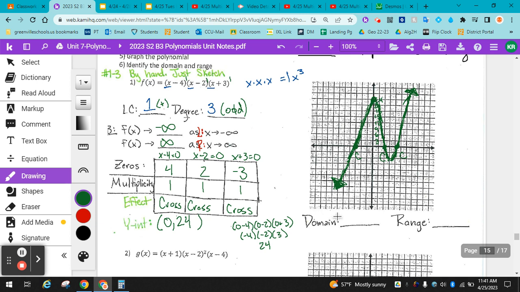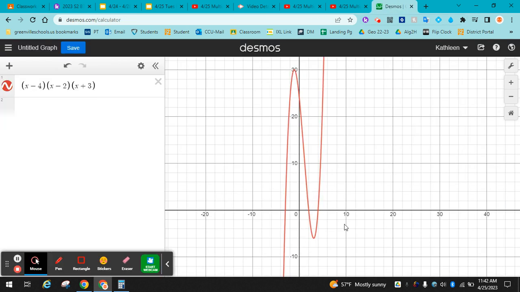Okay? Domain and range, since this one's going left forever, negative infinity. This one's going right forever, positive infinity. Down forever, negative infinity. Up forever, I apologize, positive infinity. If you want to, after you sketch it, don't look it up before, because this is going to be a non-graphing calculator part of the test on Friday. So you can look at it after you graph it and see where it goes.